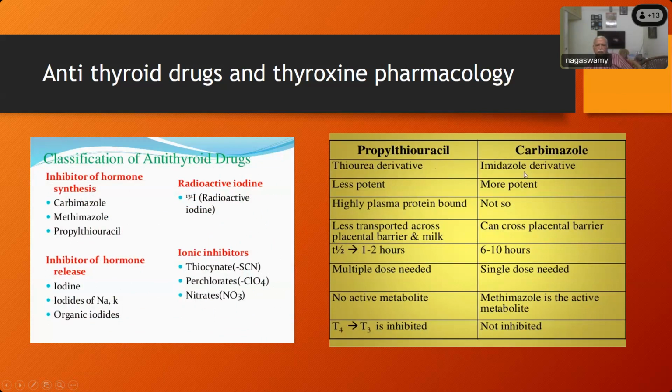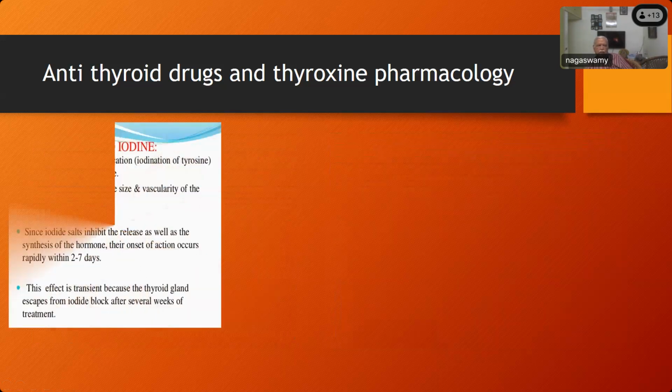And the comparison between propylthiouracil and carbimazole. Propylthiouracil is less potent, whereas carbimazole is more potent. And the more important thing is that the complications are more because of the agranulocytosis that is produced. So they almost become obsolete, and carbimazole is the drug of choice for treating hyperthyroidism.